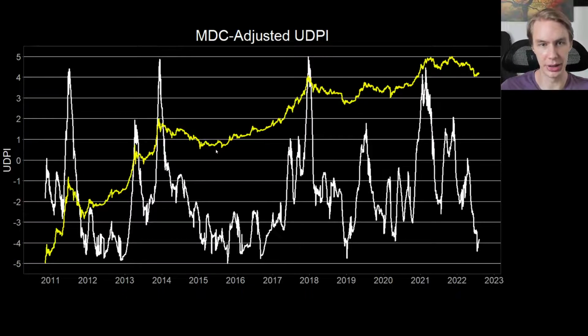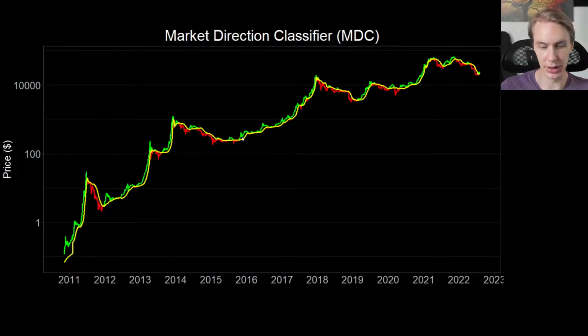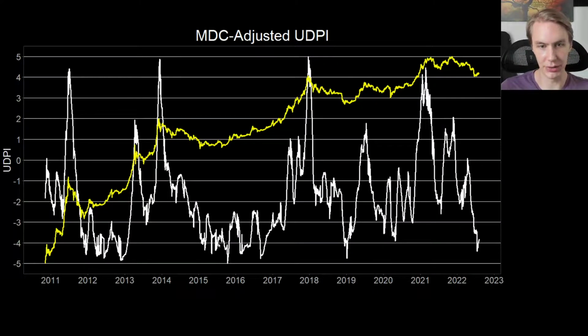So if the MDC, or if the Bitcoin price, is above the MDC critical level, like at a point like this, it's just letting it shift the UDPI level down a point. And then if you flip bearish again, so if you go up and you flip up here below the MDC critical level, then that would shift the UDPI value back up. And so it's just a very simple if-then kind of treatment here.